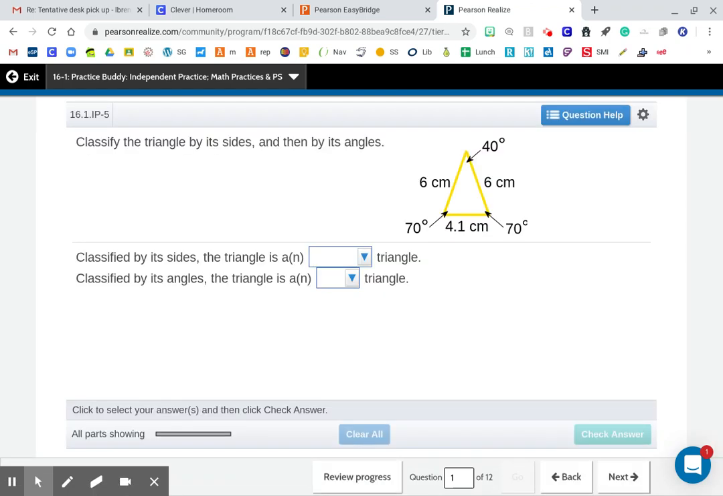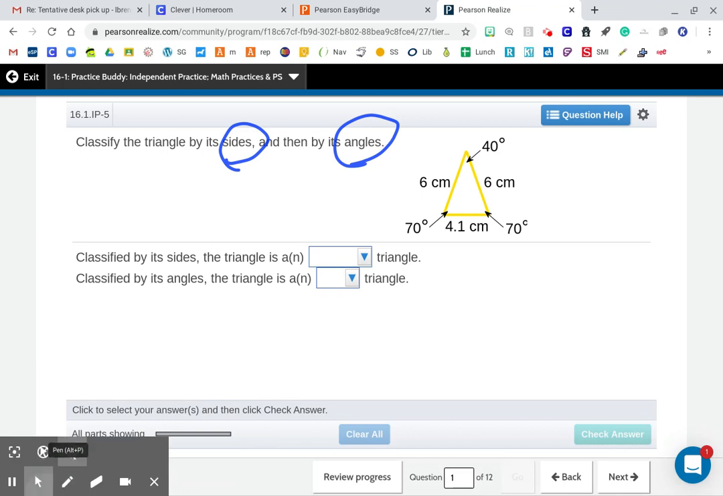Classify the triangle by its sides and its angles. And just like I said, we always have two names for every triangle, a side name and an angle name. So here's our triangle here. And let's take a look at it before we start diving in. If you notice, we'll start looking at the sides first. We have 6 millimeters, and 4.1 centimeters. So I can see right there that we have two sides are equal. These two sides are equal.